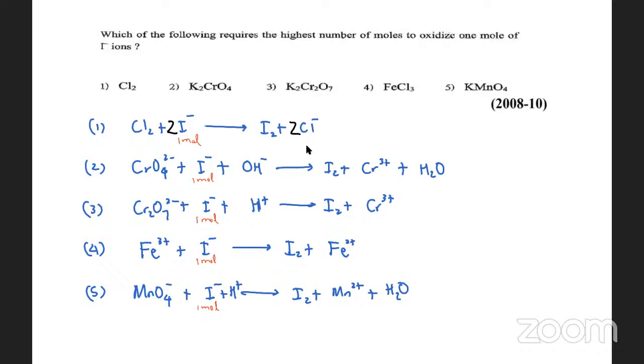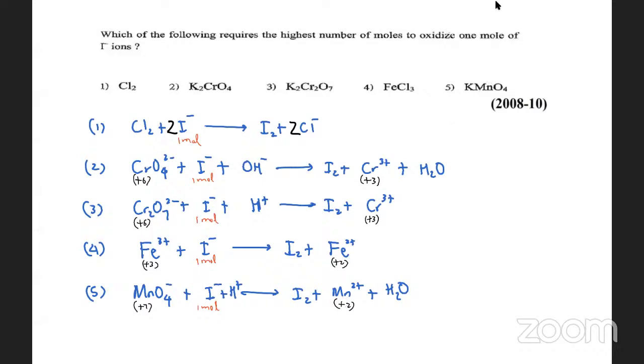Reaction is balanced. And in this one, as you can see, chromium from +6 has gone to +3. Here chromium again from +6 has gone to +3. Iron from +3 has gone to +2. No need to write it, but never mind. +3 to +2. And permanganate from +7 to +2.